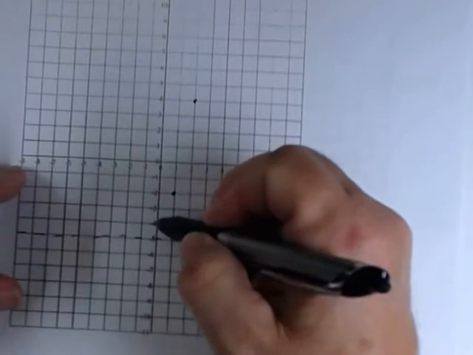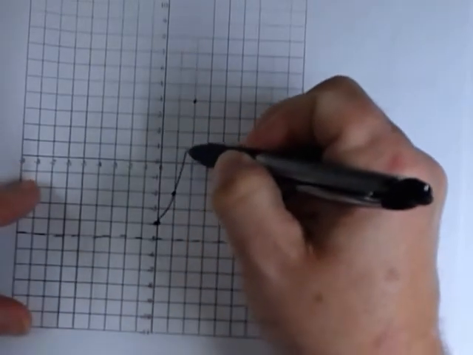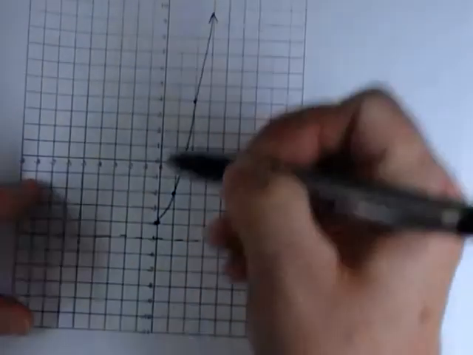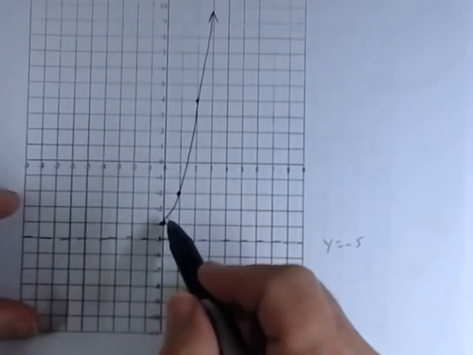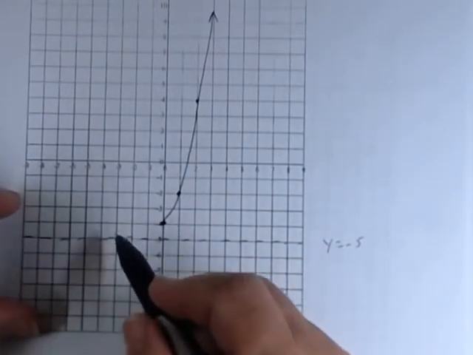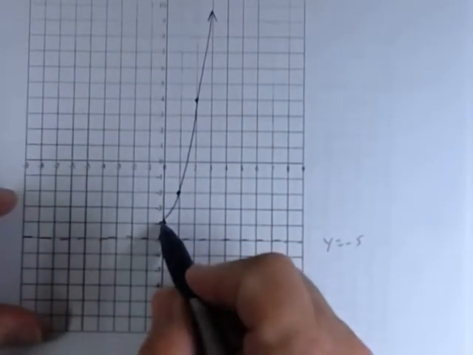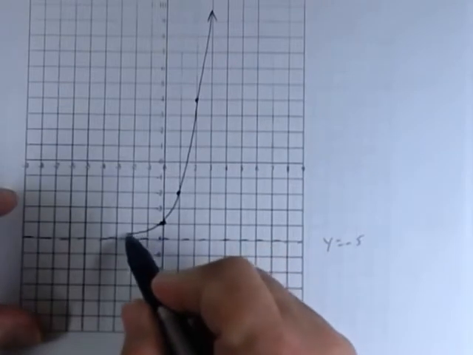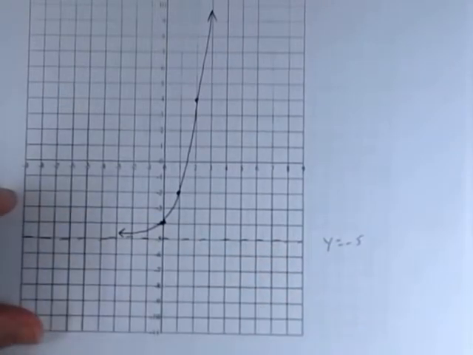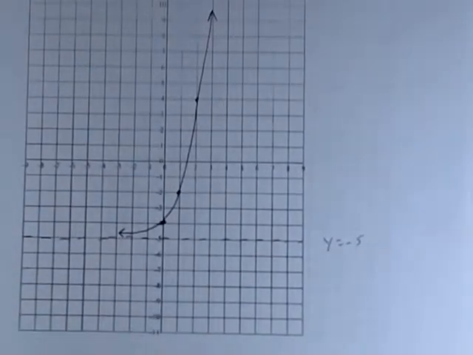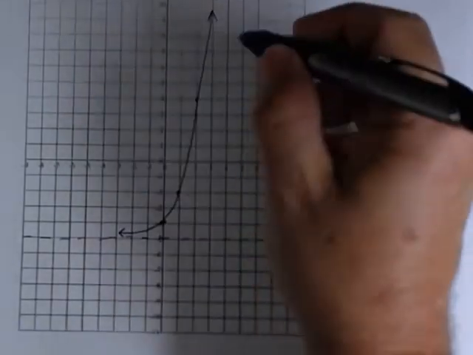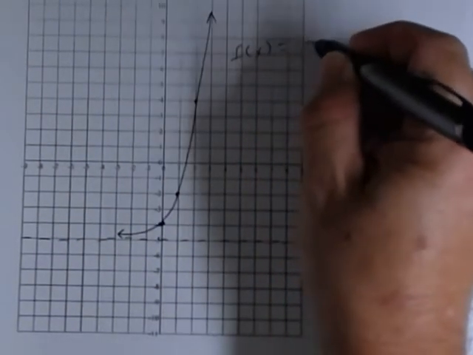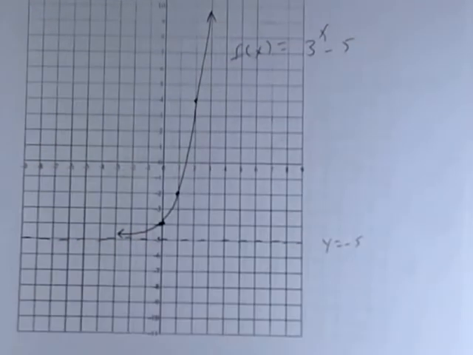So here's the part that rises rapidly. You see this part? And what happens on this side? It gets closer and closer to the horizontal asymptote without touching it. So do that and you're done. There's your graph. Okay? So that's the graph of f(x) = 3^x - 5.